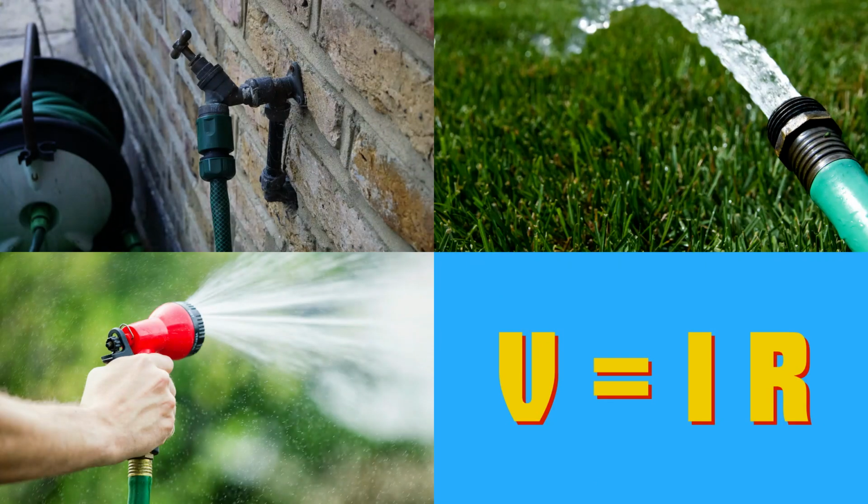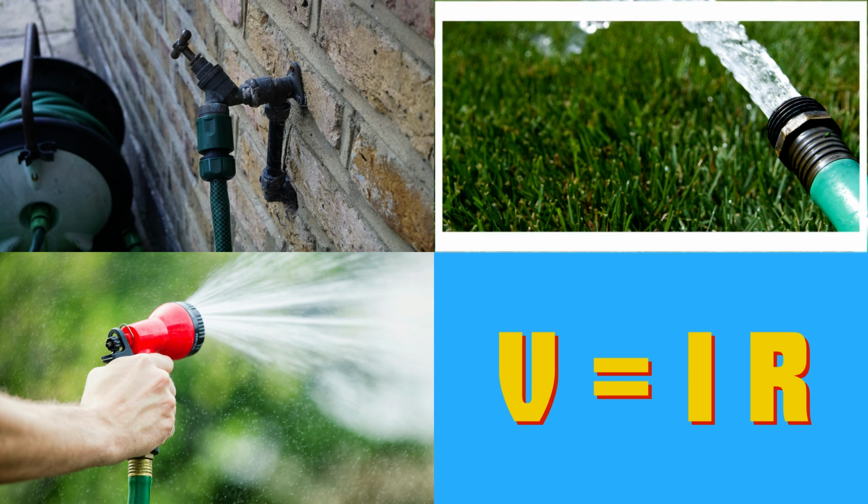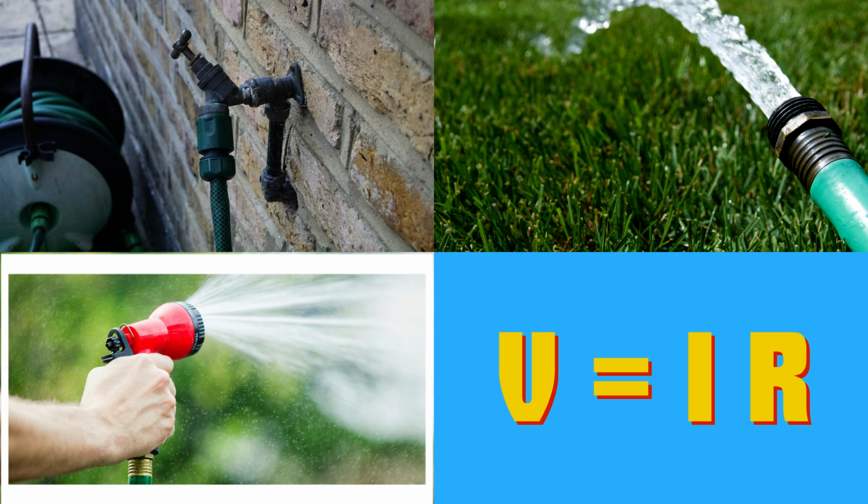Imagine you have a garden hose in your backyard. Voltage is like the water pressure supplied to the hose. Current is like the flow rate of the water through the hose. Resistance is anything that would restrict that flow, like using a nozzle.